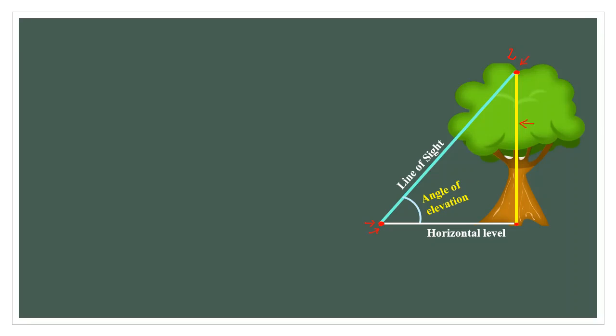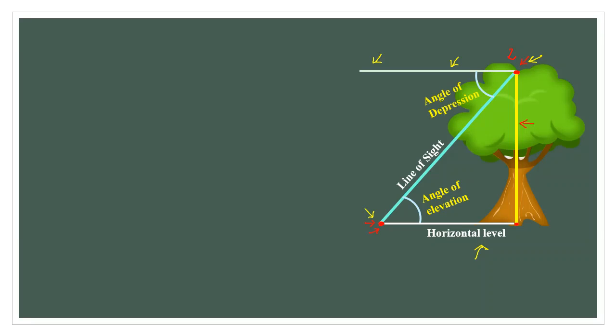Now what if you are sitting on the top of a particular object and viewing an object which is placed at the bottom of it? If the person is sitting here and viewing an object which is present here, in that case, at the place where the observer is present, we will draw a line segment like this or a ray which is parallel to this horizontal level, and then the angle which is formed between this ray which we have drawn and the line of sight is known as angle of depression.